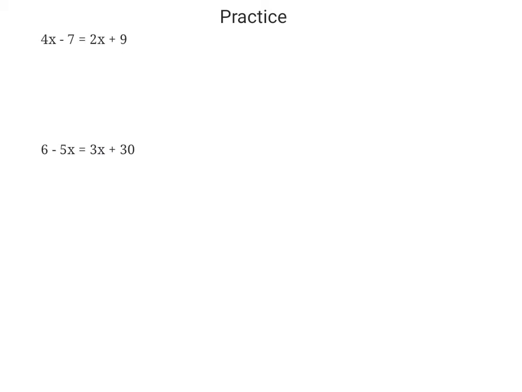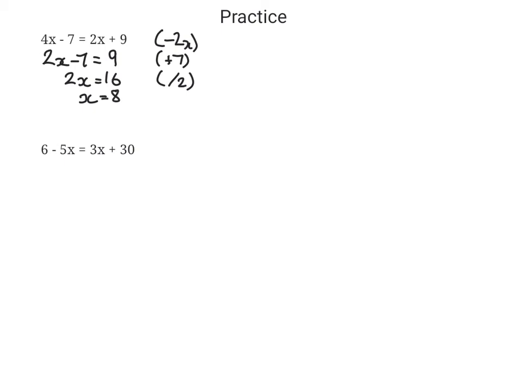On this first question, we need to cancel out the 2x because that's the smallest. So we're going to start off by subtracting 2x from both sides. So that's going to be 4x take away 2x, so that's 2x minus 7. Subtracting 2x from the right hand side is going to cancel it out to leave us with 9. We're now going to cancel out the subtracting 7 by adding 7. So that's going to give us 2x equals 16. We're now going to cancel out the multiplying by 2 by dividing by 2. So that's going to give me x equals 8.